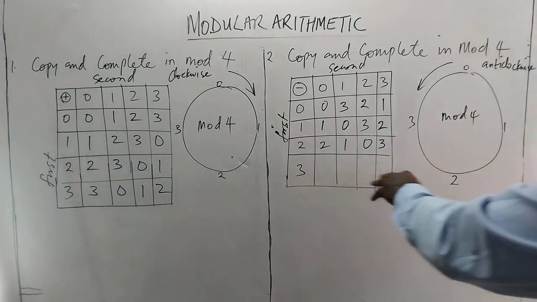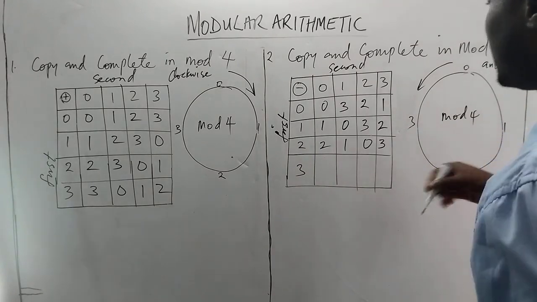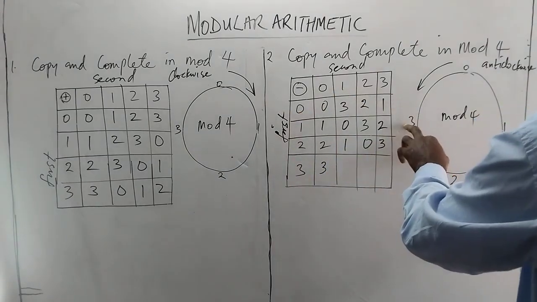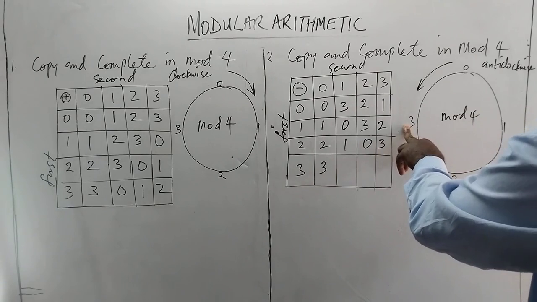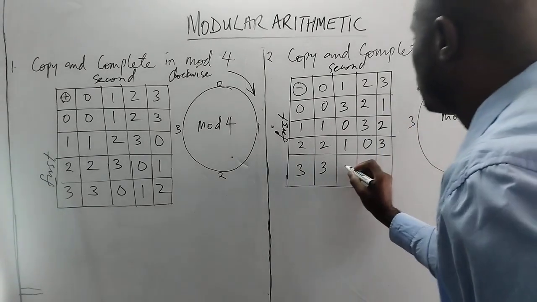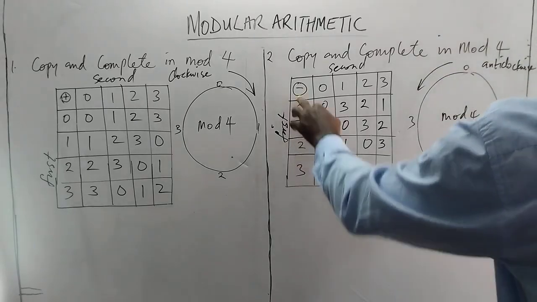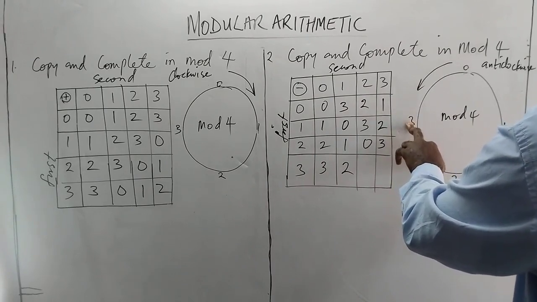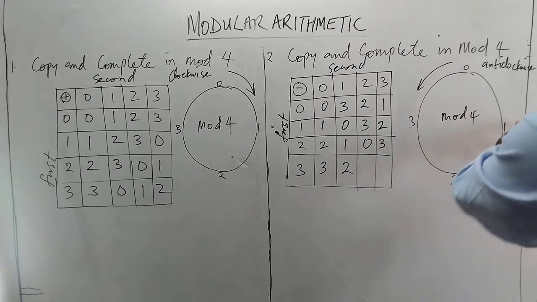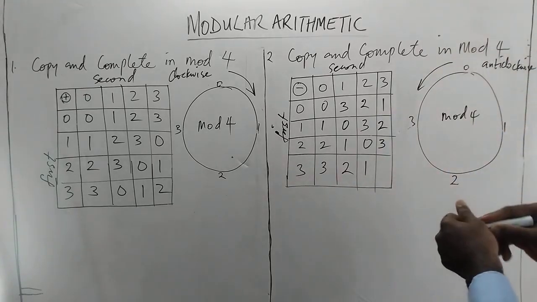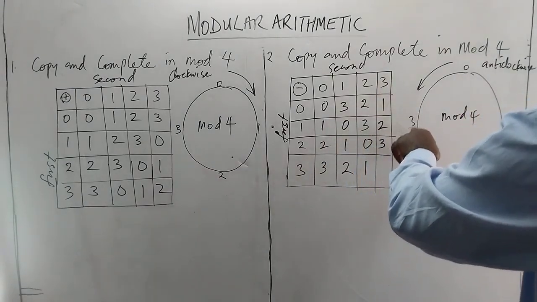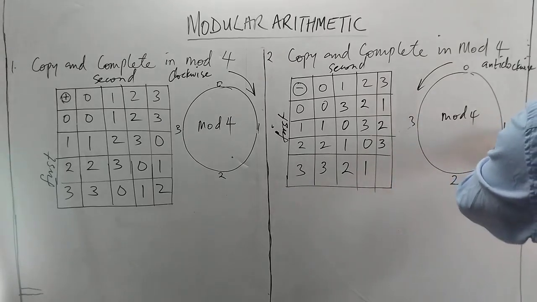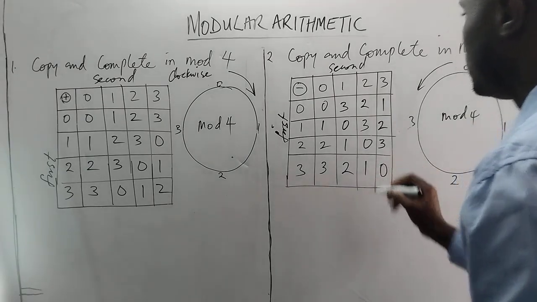Then the last line, 3 minus 0, you are at 3 and you are not going anywhere. It will still be 3. 3 minus 1 means you are at 3 and you are moving once. And if you move once, you land at 2. 3 minus 2 means you are starting at 3 and you are moving 2 places, 1, 2. And finally, 3 minus 3 means you are at 3 and you are moving 3 places, 1, 2, and 3. That will give you 0.